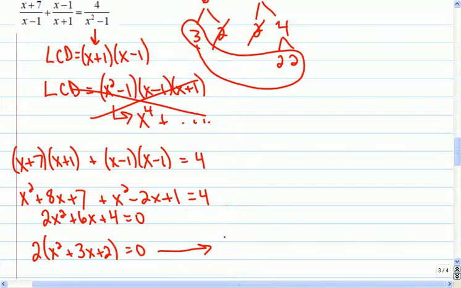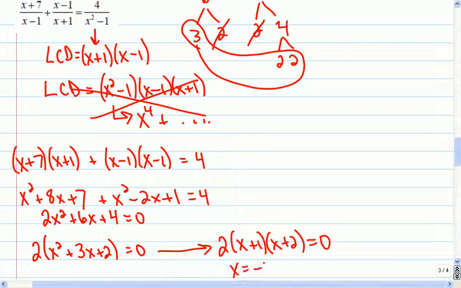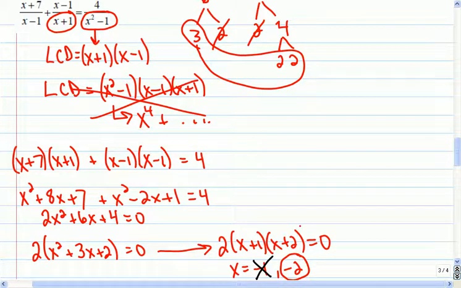This one will factor as 2 times x plus 1, x plus 2. So the possible answers I could look at are -1 and -2. Any problems? -1 is a problem for this spot here. It is also a problem for this one here. So -1, you get rejected. The answer is x equals -2. Okay?